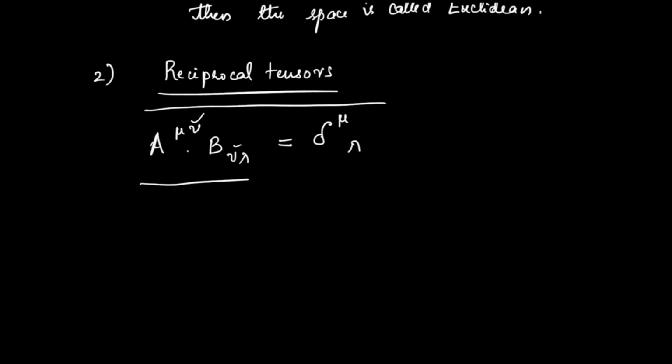If I get unit tensor, then A and B are called reciprocal to each other. A is the reciprocal of B and B is the reciprocal of A only if the inner product of A and B gives unity. Okay, so we can define the fundamental contravariant tensor G mu nu as the reciprocal to the tensor G mu nu, right?